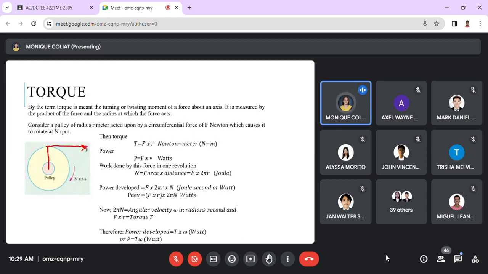So, to get the torque, that is the product of force and radius, F times R, which is in terms of Newton meter, because force is in Newton and radius is in meter. That's why the unit is Newton meter or NM. Again, your N or the speed of the rotation is in RPS.